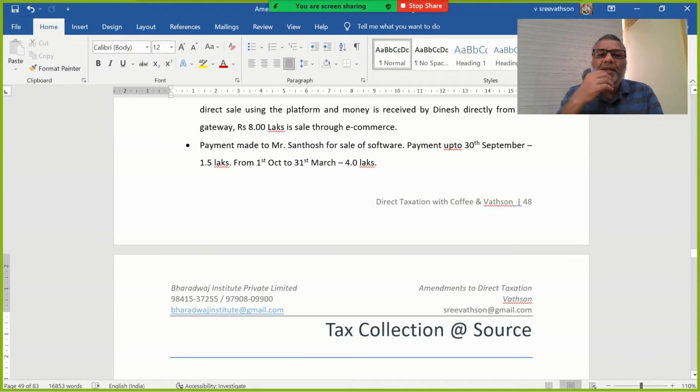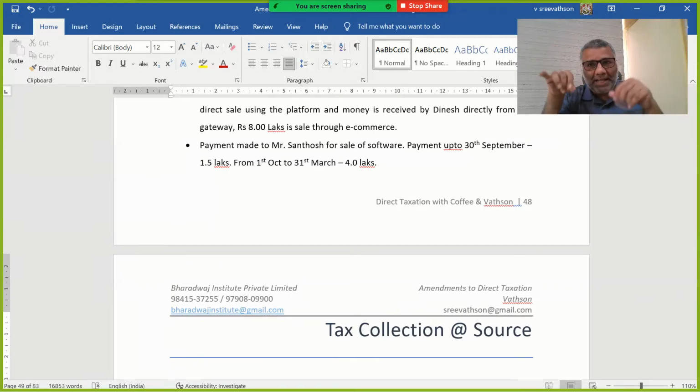Payment made to Mr. Santosh for sale of software. Payment up to 30th September 1.5 lakhs. Payment from 1st October 4 lakhs. Okay, this I will keep it pending. I will teach you 2061H also. At that time, I will touch upon this provision also.